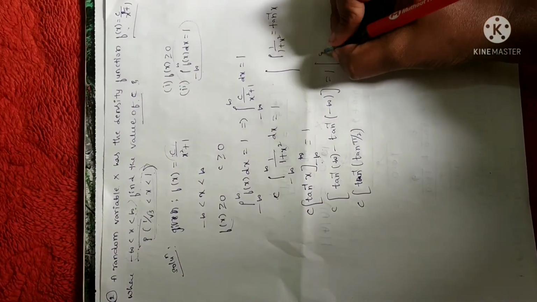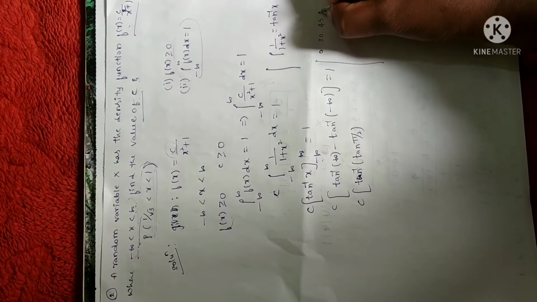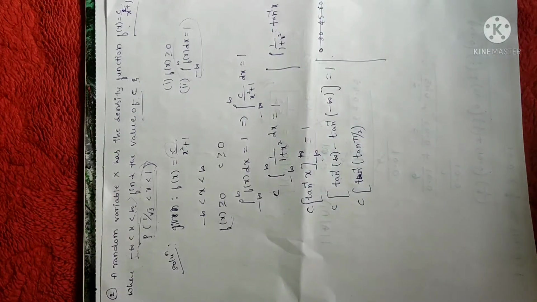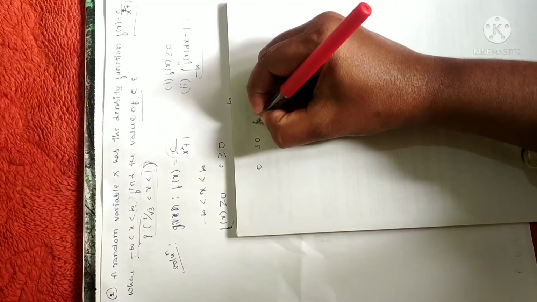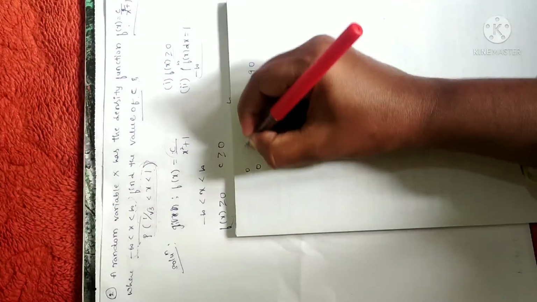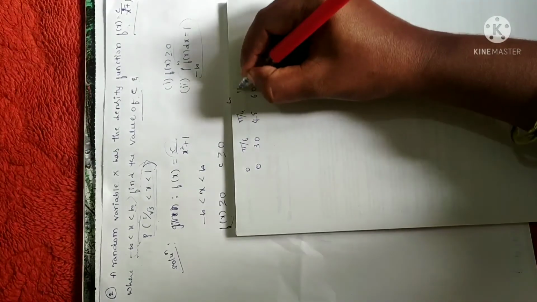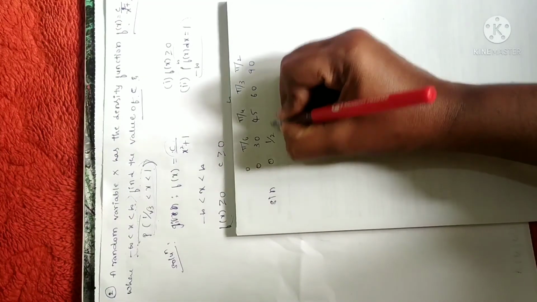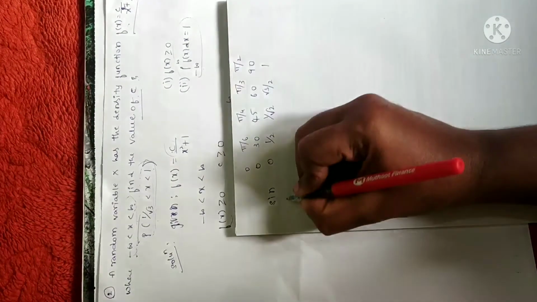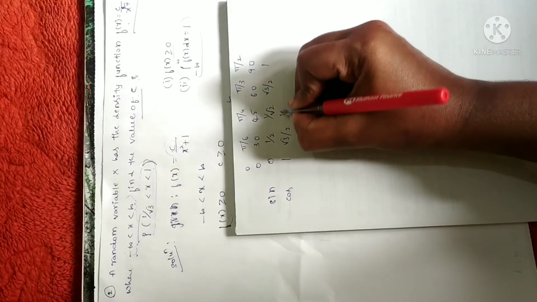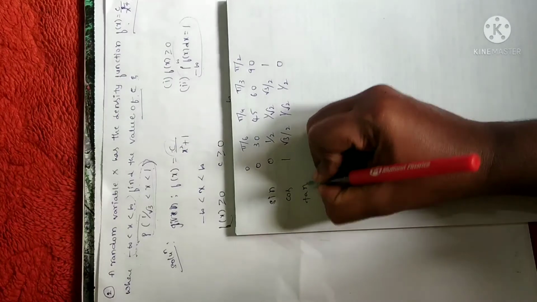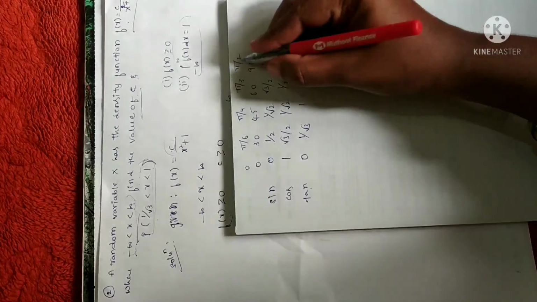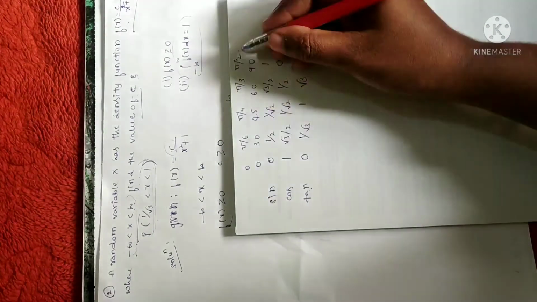Let me write separately: 0 degree, 30 degree, 45 degree, 60 degree, 90 degree. So we can say 0, pi by 6, pi by 4, pi by 3, pi by 2. You have to remember this. When you write sin, sin 0 will be 0, then 1 by 2, 1 by root 2, root 3 by 2, 1. So cos will be the reverse: 1, root 3 by 2, 1 by root 2, 1 by 2 and 0. Now let me write tan: 0, 1 by root 3, 1, root 3, and 1 by 0 is infinity. So tan 90 is infinity, that is, tan pi by 2 is infinity.